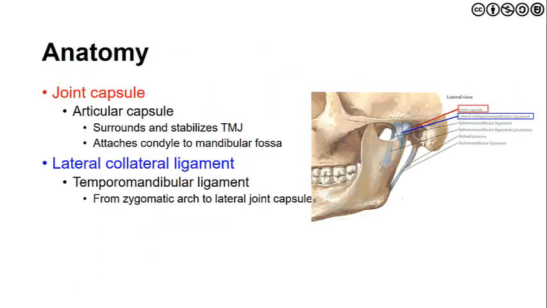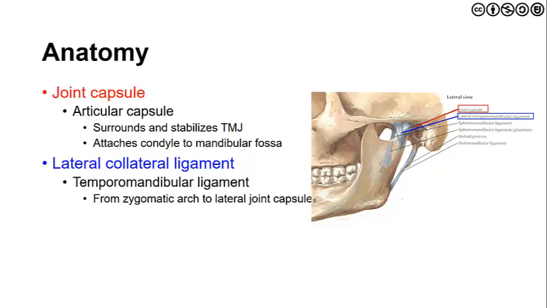So we've looked at kind of the general overview of the anatomy. We've also looked at some of the muscles of mastication. The next part then is we need to look at the joint capsule and some of the surrounding ligaments. The joint capsule is an articular capsule. It's surrounded and stabilizing the TMJ. And it also then is reinforced by the lateral temporomandibular ligament. And this extends from the zygomatic arch to the lateral joint capsule.